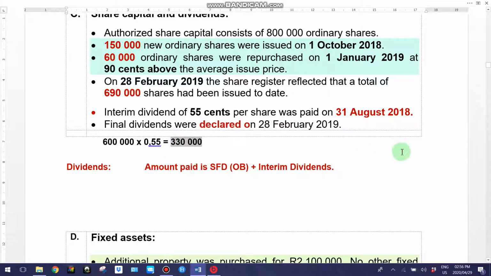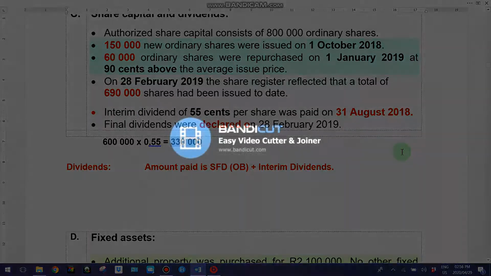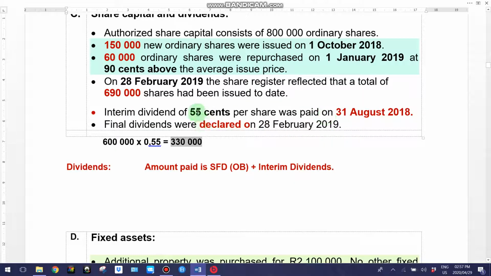Okay, so just look at an example paper to see. There's three ways here. One, if they give you the amount of the interim dividend, which is 330,000, then you don't have any problem. You just say the opening balance for shareholders for dividends plus this 330, and that would be your dividends paid for the year. Or they'll give you the dividends per share, like in this case 55 cents.